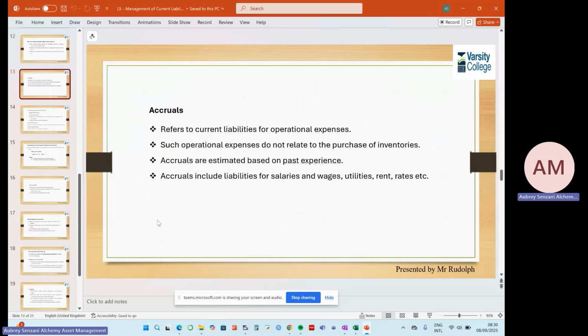Accruals refer to current liabilities for operational expenses. Very important. Operational expenses. So such operational expenses do not relate to the purchase of inventories. Accruals are estimated based on past experience. Accruals include liabilities for salaries and wages, utilities, rent, rates. So can you see? Basically, what's happening is we haven't paid our rent, okay? So obviously that money we would have paid towards rent is a source of funding. Can you see that?